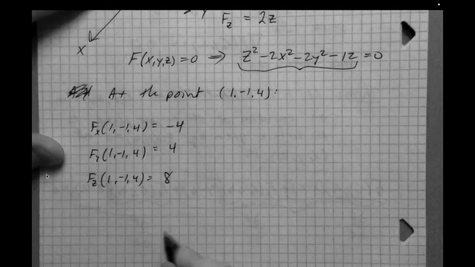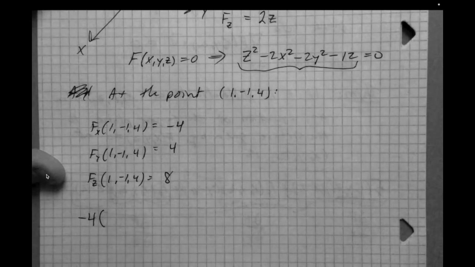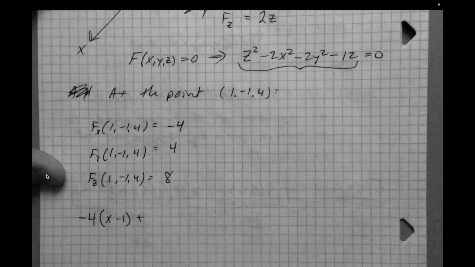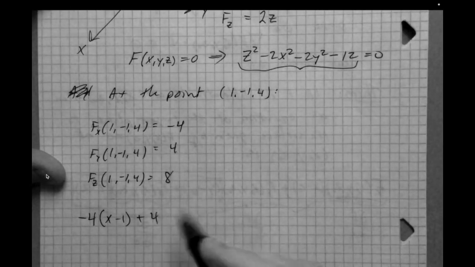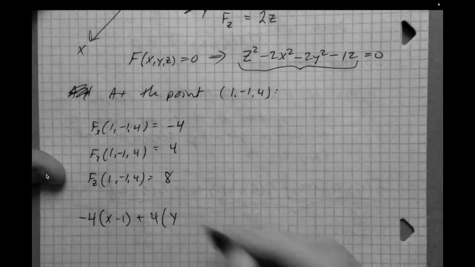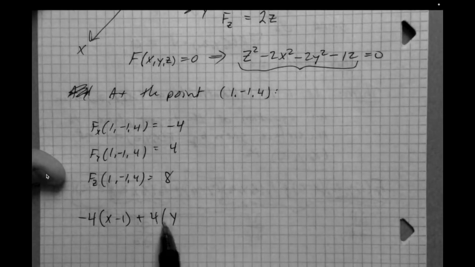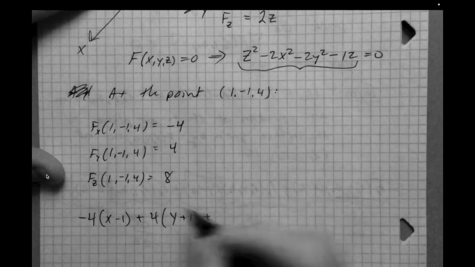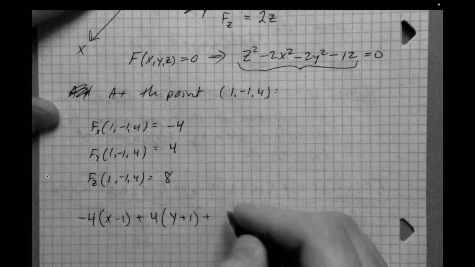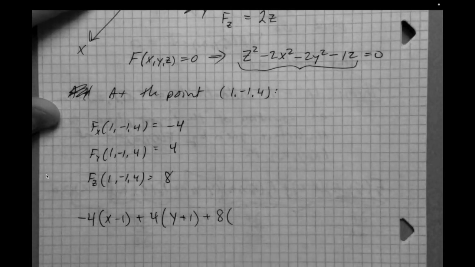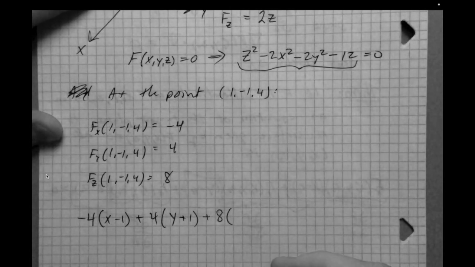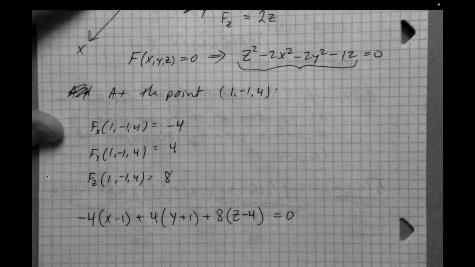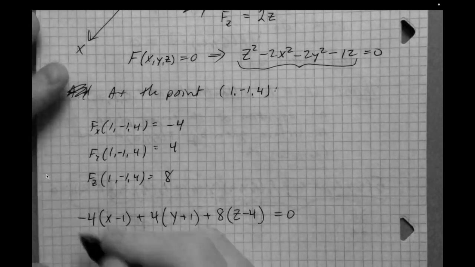And so what do we get? Well, we get negative 4, and then it's x minus x naught. x naught is 1, so x minus 1, plus positive 4 right there, y minus y naught. y naught is negative 1, so this would be y minus negative 1, so y plus 1. And then plus the partial with respect to z, and that's 8, and then it's z minus z naught, and z naught is 4, so this would be z minus 4, and then that's all equal to 0. And so this is the equation.